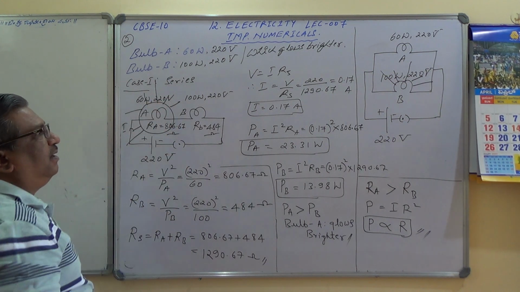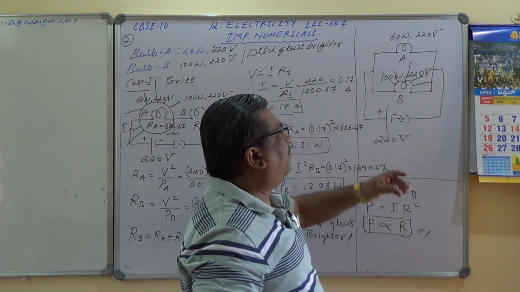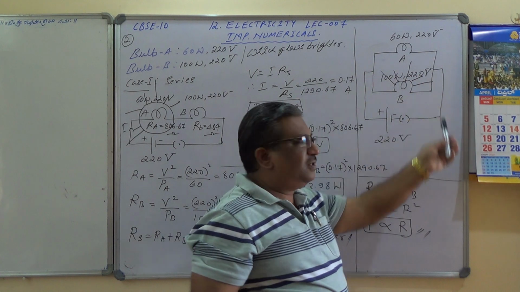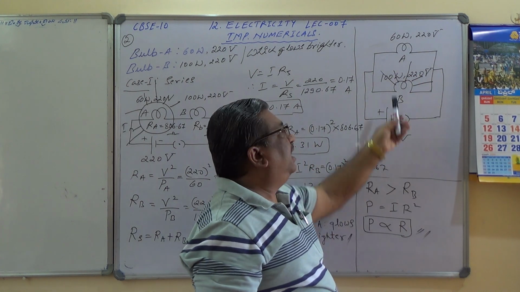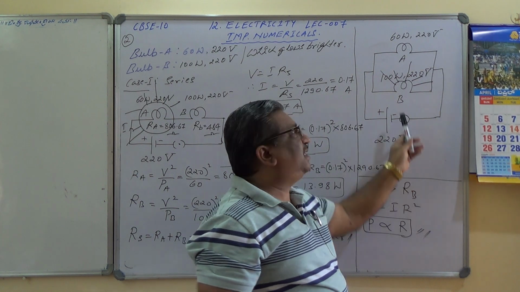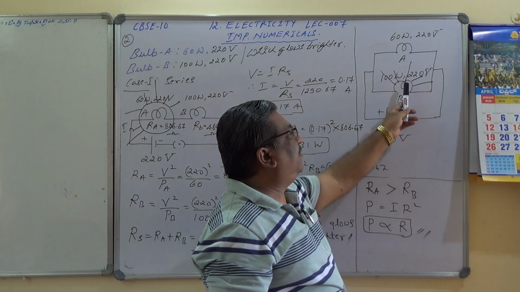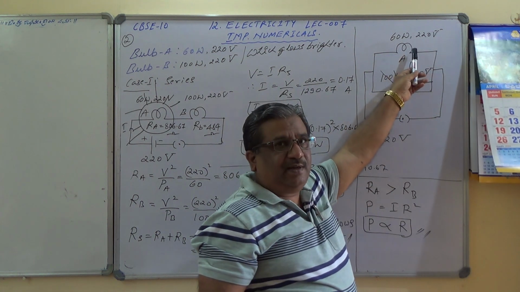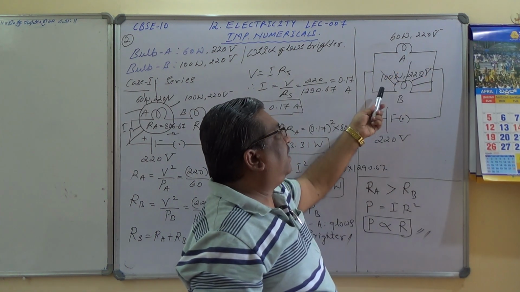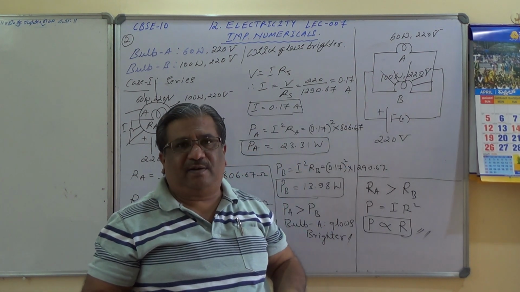I hope you are understanding. In this, why does the 100 watt bulb glow brighter? Because the power rating voltage is also 220 volts and a 220 volt source is given. In parallel combination, the same source voltage remains across each resistor, and hence 220 volts remains here also, 220 volts remains here also. Therefore, directly you can say the one which is having higher power rating glows brighter.